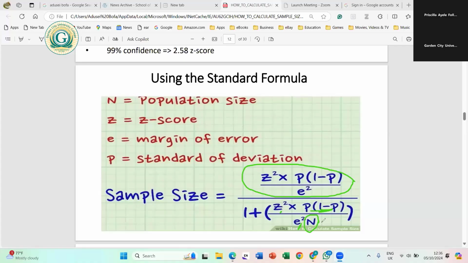So then you can now multiply the down here. Then you can come and divide. And don't forget there's a 1 here too that you have to add. So when you solve all this side, you get a number. You already also have a number here. Then you can now divide to get your sample size.